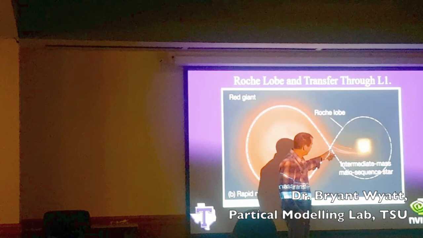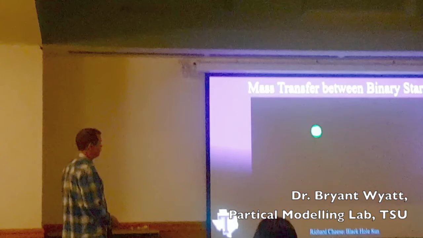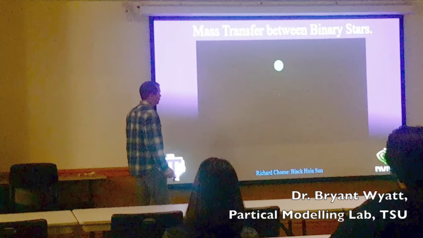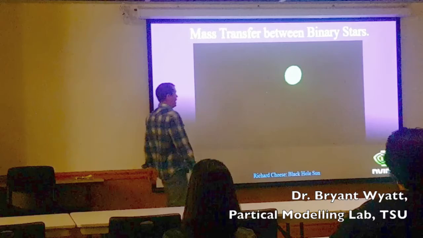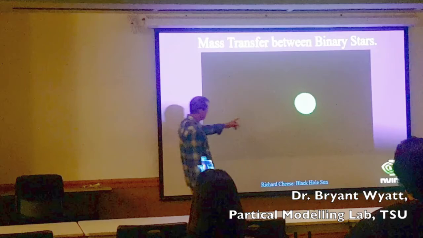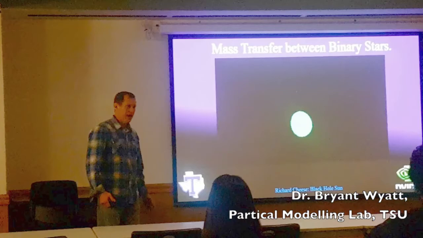So here's the first of this model. This is a binary star system. And this could be a main sequence star like the sun as it's getting older. And it's going to start growing and turn into a red giant. And this thing, it's a little red dot. That could be like a white dwarf. It could be a black hole. So it's something like your sun and a black hole here.